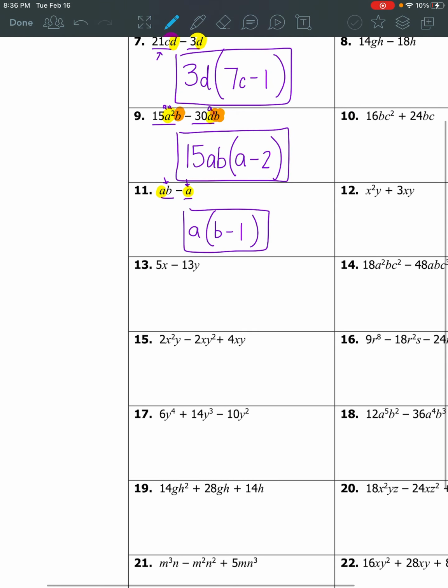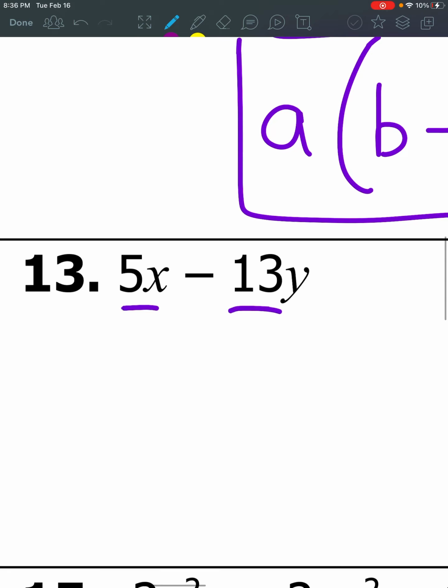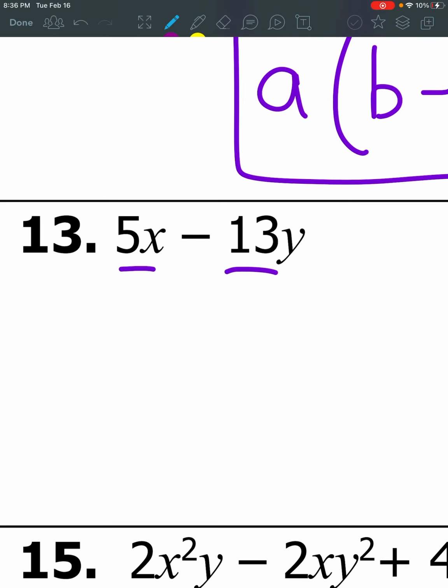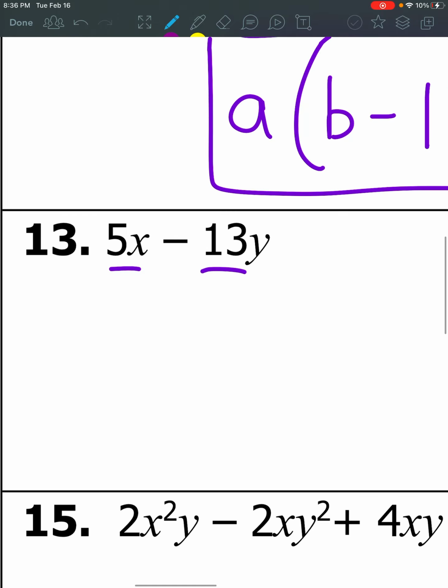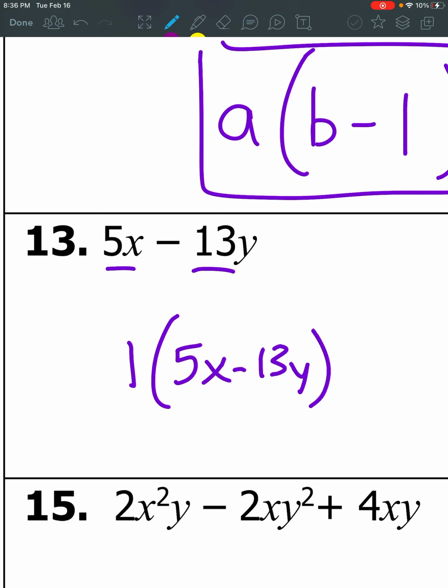All right, I want to get to the next one. So 5x minus 13y, if we look at those two terms, 5 and 13, there is no GCF in those. They're both prime. So 1 is the greatest common factor. X and y, those are different variables, so there's no variable in common as well. And you don't want to pull out a 1 because you'd wind up with the exact same thing in your parentheses, and that's not really helping you factor it.